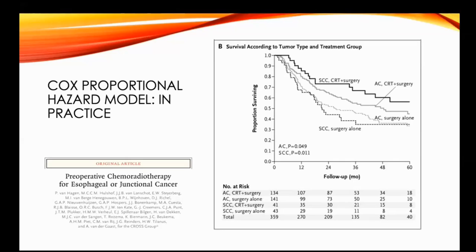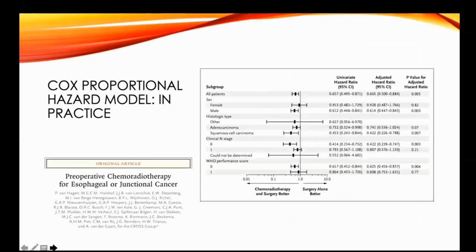And then finally, I just want to show you how the hazard ratios are reported in this study. So you can see that the hazard ratio for chemoradiation is less than 1 in almost every subset by almost every covariate. But we want to look at the ones that don't cross 1 as the ones that are statistically significant. So male gender, adenocarcinoma, clinical stage N0, and WHO performance status 0.